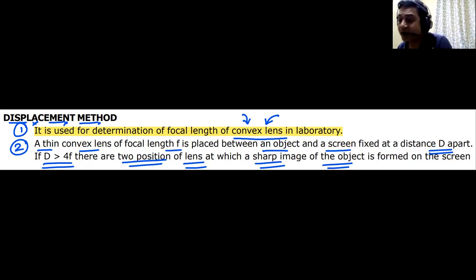Now, first you will write this point as point number one and point number two from the sheet, and then I will try to explain it with a diagram. So after that, you will draw the diagram. What you have to understand here is this displacement method is only valid, number one, for convex lens. Number two, the value of D should be more than 4F. And what is this D? This D is the distance between object and the screen. Do we understand this?